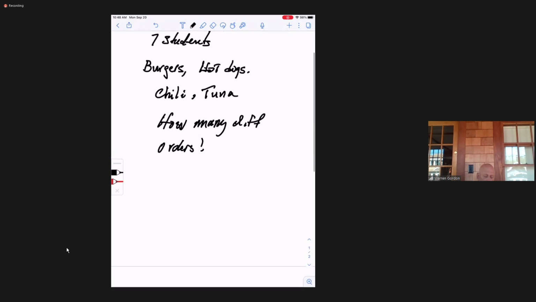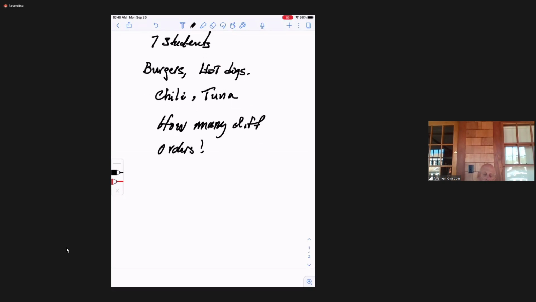Okay, so the trick here is as follows. A typical order might be five burgers and 2 hot dogs, or 3 burgers, 2 hot dogs, 1 chili, and whatever, the rest would be tuna. So the way to think about that is think of the orders as the dividers. You can have burgers, hot dogs, chili, tuna, right?